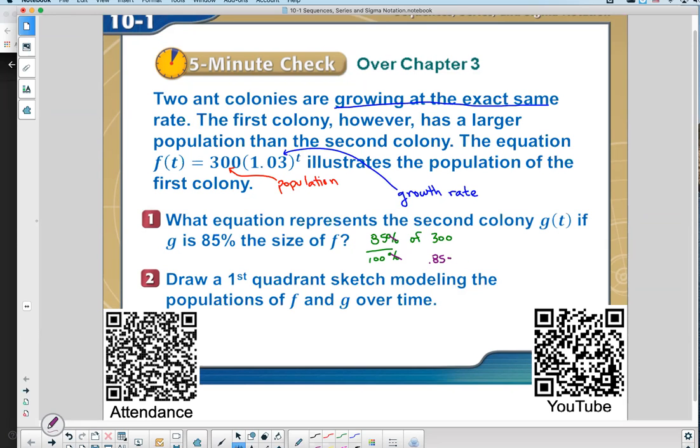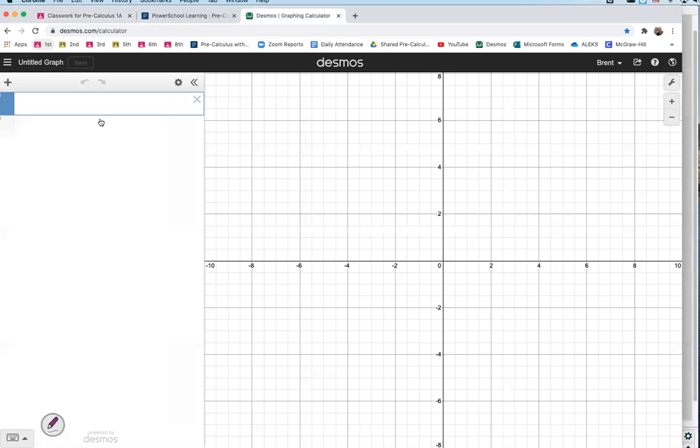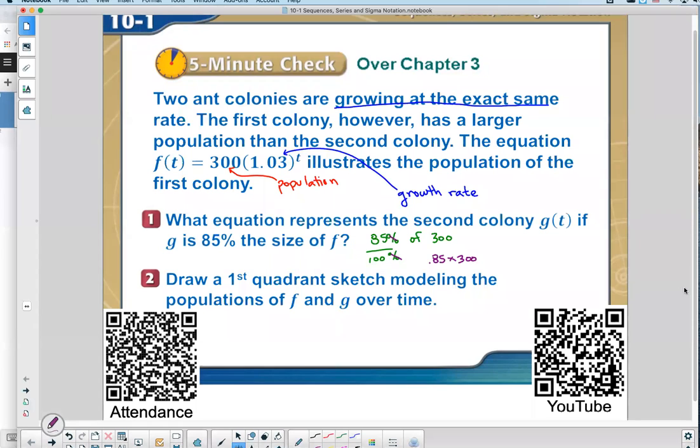So really the math you do is 0.85. Mathematically, of means times 300. That right there will give us our population. So I'll go 0.85 times 300. The population of G is 255. That's the population.